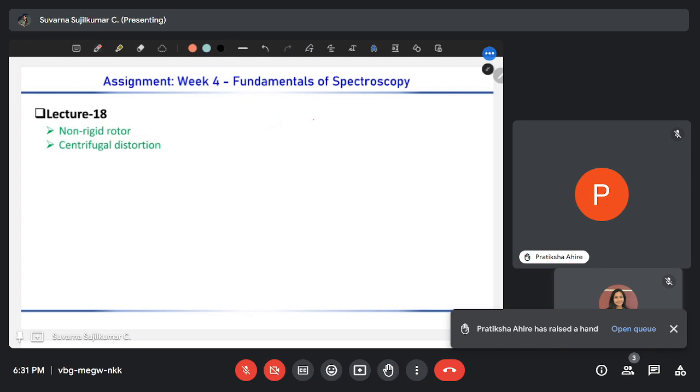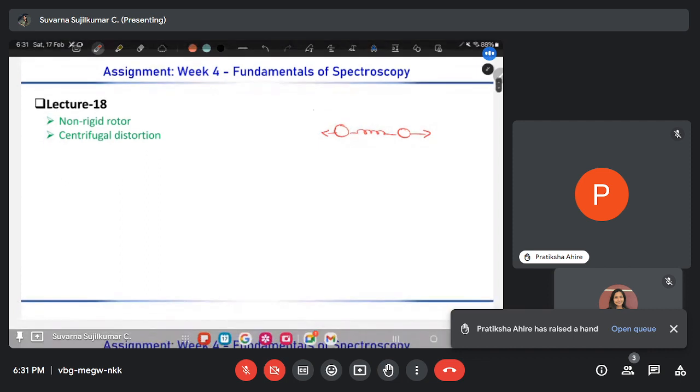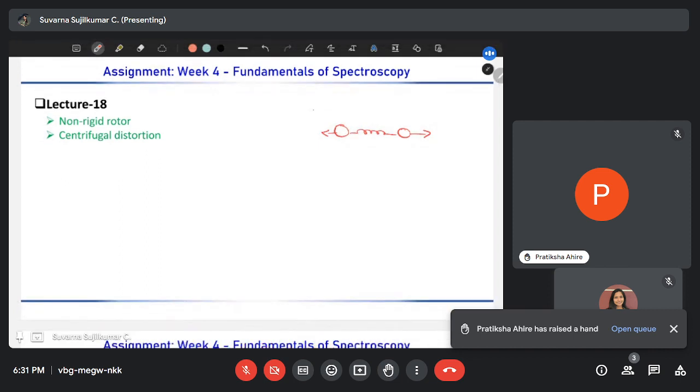For that, we explain the rigid rotor model, which we can represent as two masses connected by a spring which can move, right? So when it rotates, there will be a force which pushes them outwards. This is known as the centrifugal force, or this effect is known as the centrifugal effect, right? If the value of J increases, what happens? The B value will decrease, right?